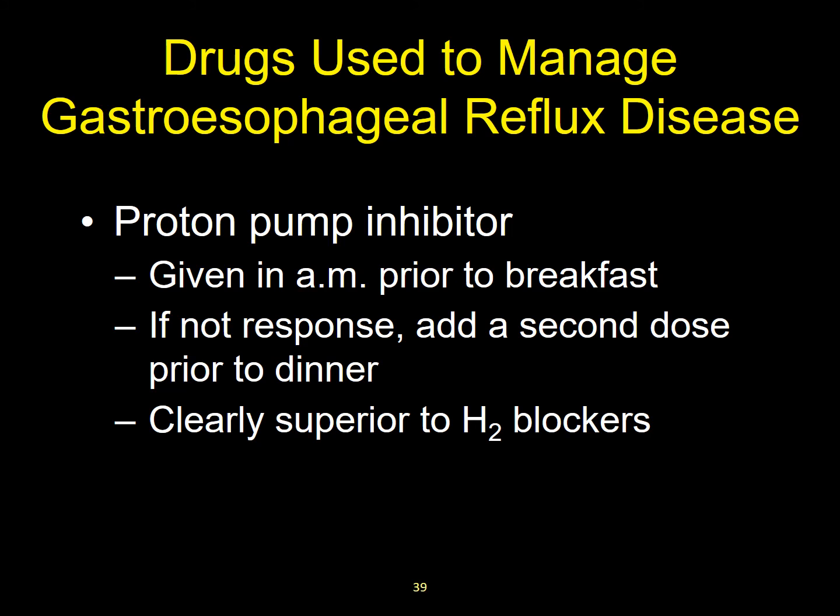But a really important piece of giving proton pump inhibitors, especially for GERD, is that they should be given about an hour before a meal so that by the time they reach their serum peak, that's when the pumps are really cranking out acid.